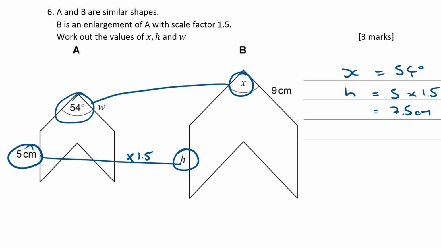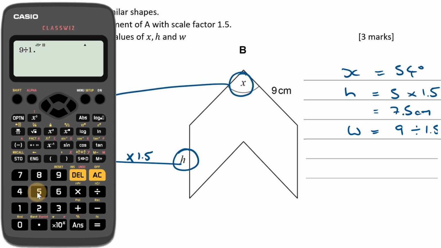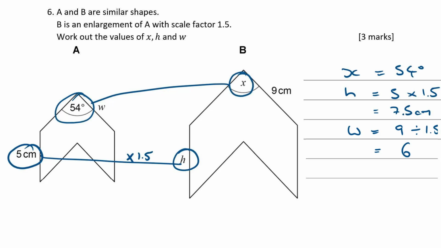Okay, and then finally, what have I got? I've got W here and 9 here. So if I timesed W by 1.5, I'd get 9. So then W is going to be 9 divided by 1.5, isn't it? So W equals 9 divided by 1.5. Okay, can you do that in your head? I can, but just in case you can't, let's just tap it into the calculator. 9 divided by 1.5 is 6. Okay, so I've got x is 54 degrees, h is 7.5 centimeters, and w is 6 centimeters.